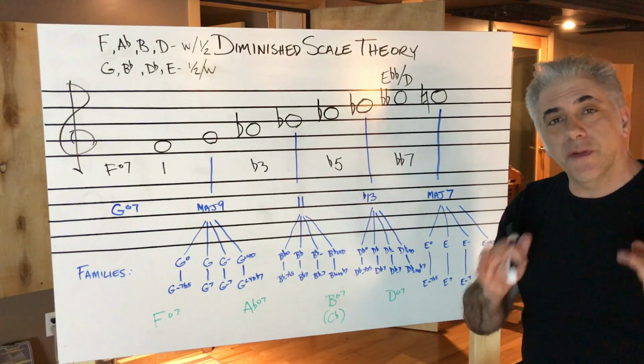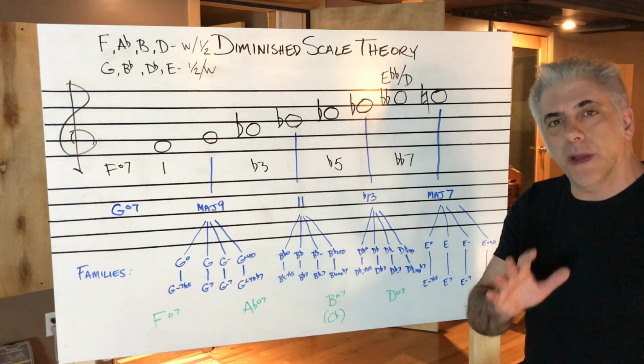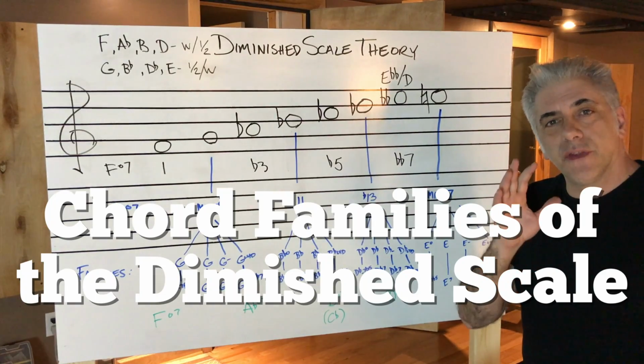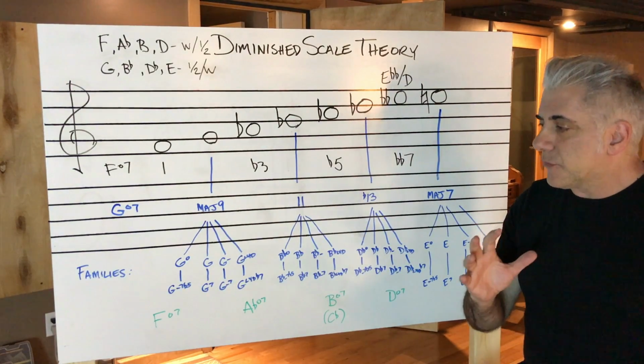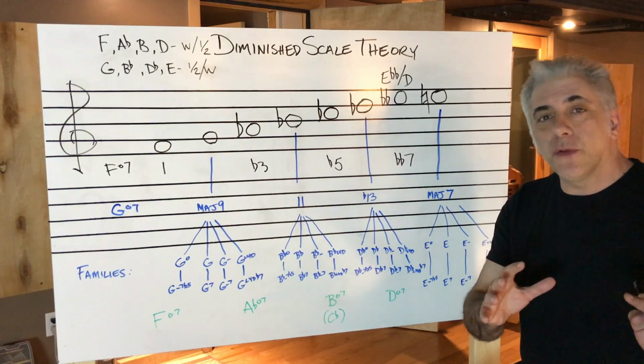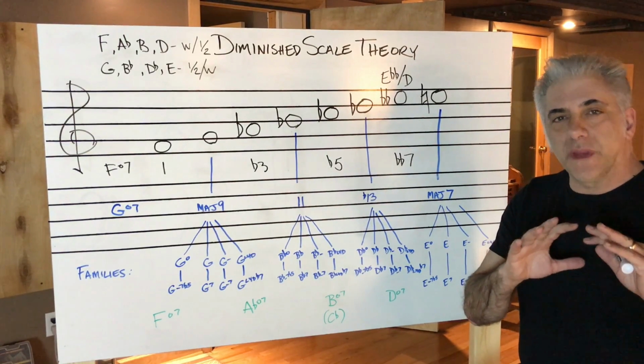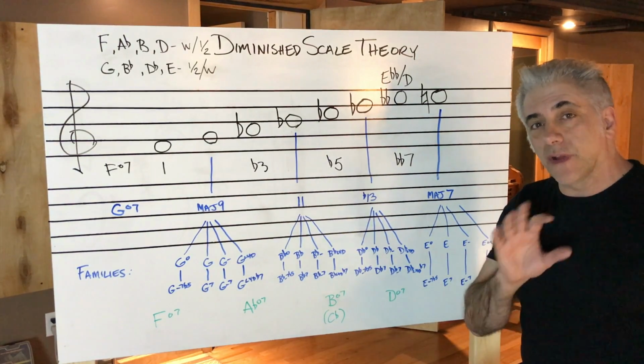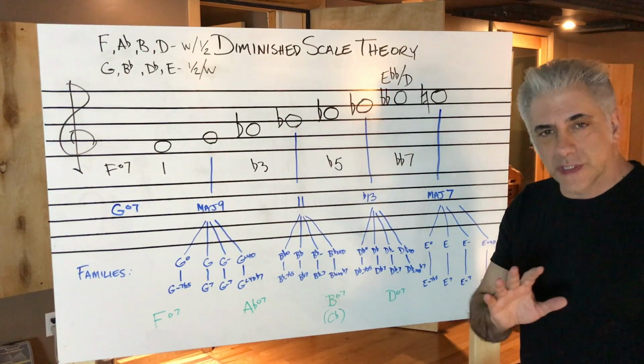In this episode of Everything Music, we're going to talk more about the families of the diminished scale. That means what other chords are found within the scale. We've done a couple videos on it, but I haven't really gone over the entire list in this way, and we're going to talk about all three diminished scales.